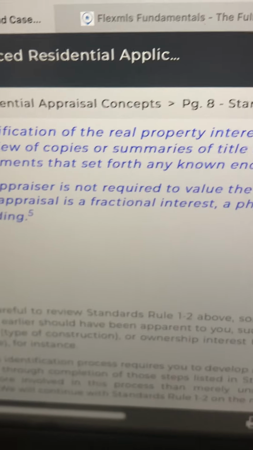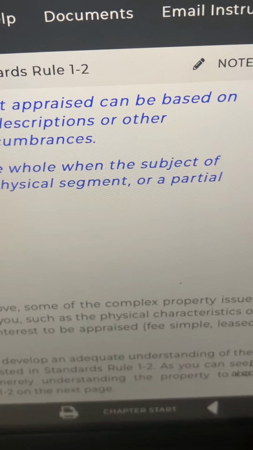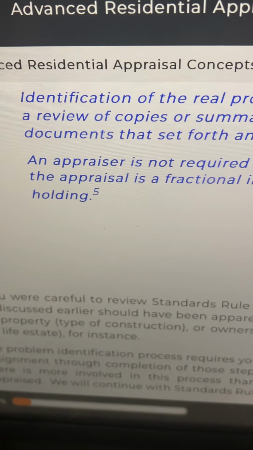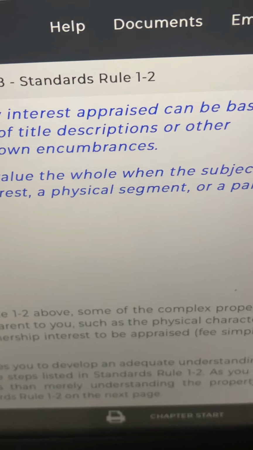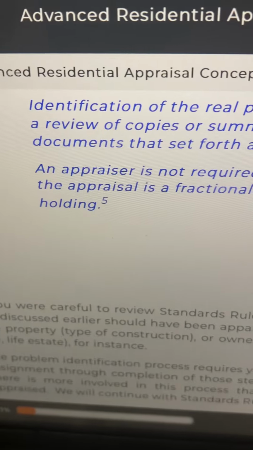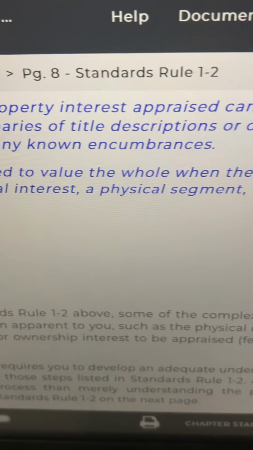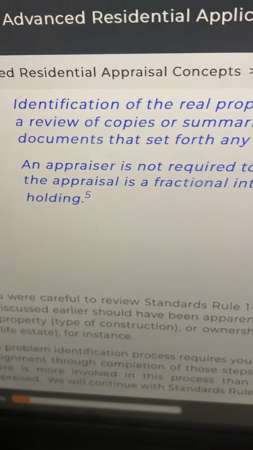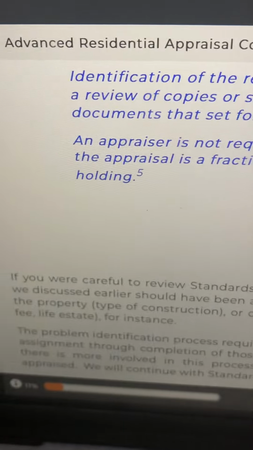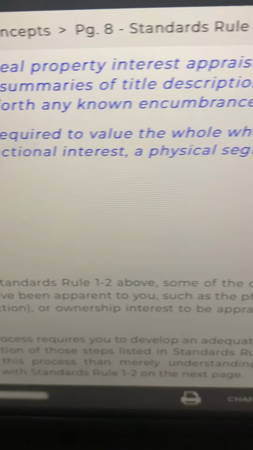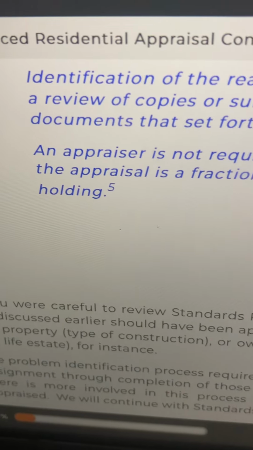Identification of the real property interest appraised can be based on a review of copies or summaries of title descriptions or other documents that set forth any known encumbrances. An appraiser is not required to value the whole when the subject of the appraisal is a fractional interest, a physical segment, or a partial holding.